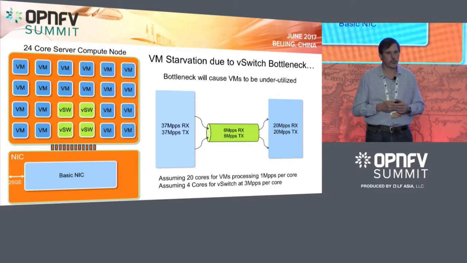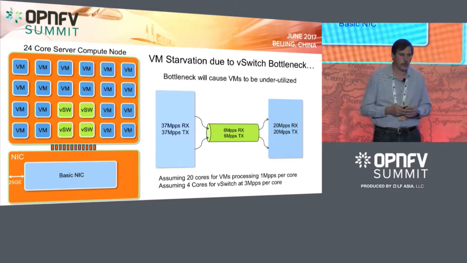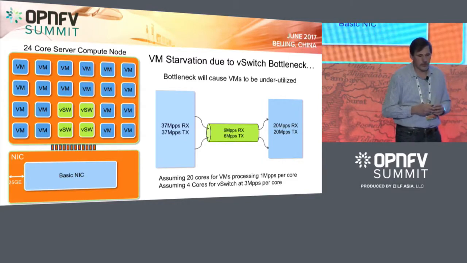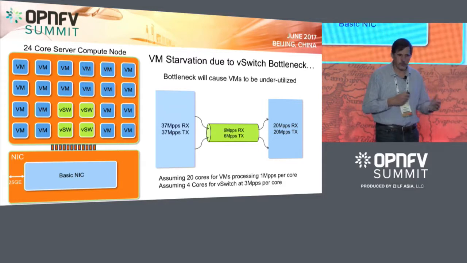For the virtual switch, we're assuming that it's optimized. It can process faster, about 3 million packets per second per core. I think that's in line with some of the numbers that have been discussed this week at the conference for different types of virtual switches.